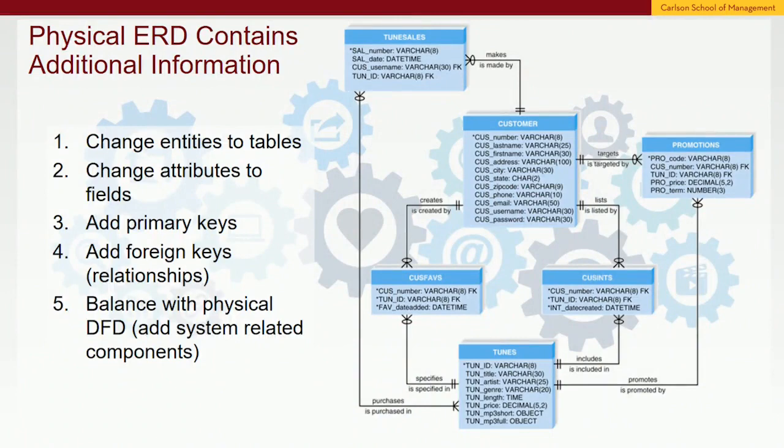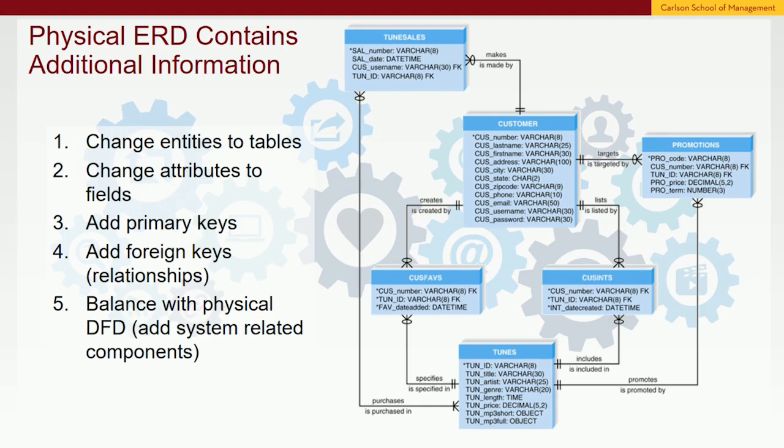The basic process involves taking the entities from our analysis phase ERD and changing them into tables in a relational database. The attributes become fields, the candidate identifiers become primary keys, we add foreign keys to represent our relationships, and finally, we balance with the physical DFD to make sure that we haven't left anything out. Again, most of these concepts are covered in other more technical courses, in addition to things like database normalization, which we don't really cover here.